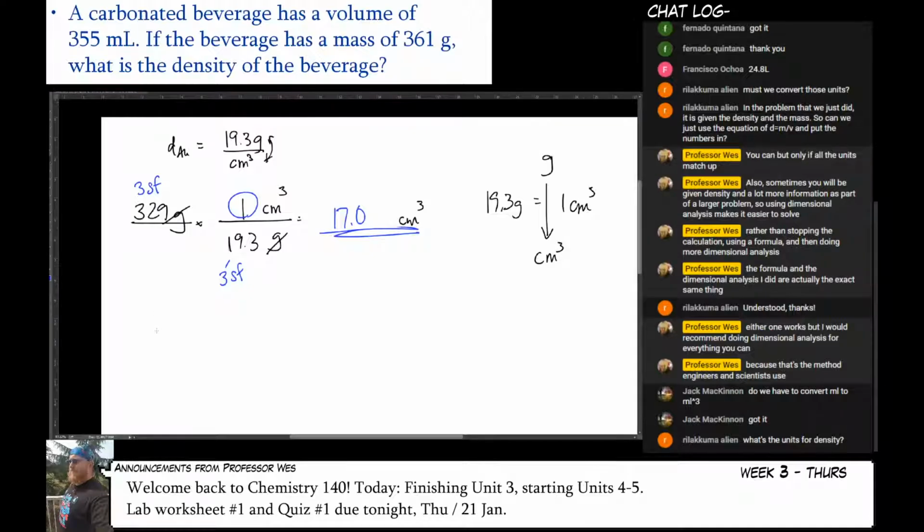For the second problem, I know the mass of the beverage is 361 grams, and I know its volume is 355 milliliters. If I divide the two, that's the density. So let's do that. 361 over 355 is 1.0169. If I check for sig figs, everything has 3 sig figs. So my answer should also have 3 sig figs, and I got 1.02. The units didn't cancel out, and those are the units for liquids. Remember, liquids have a density of grams per milliliter.